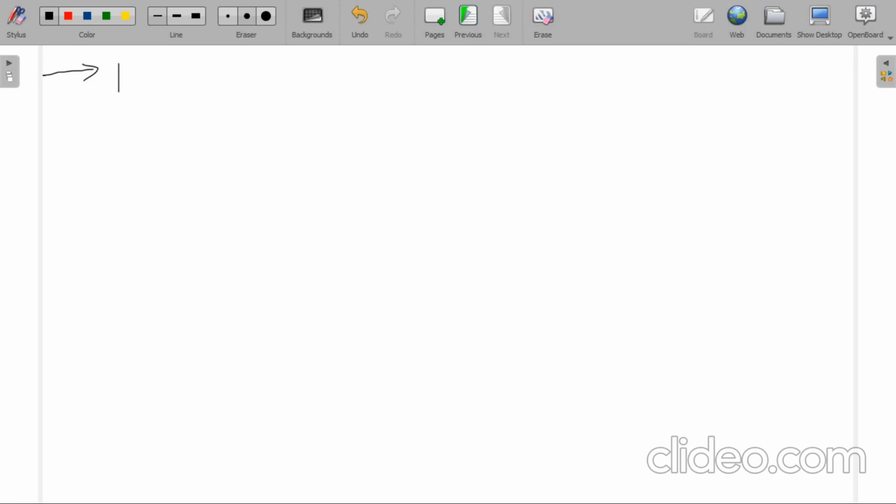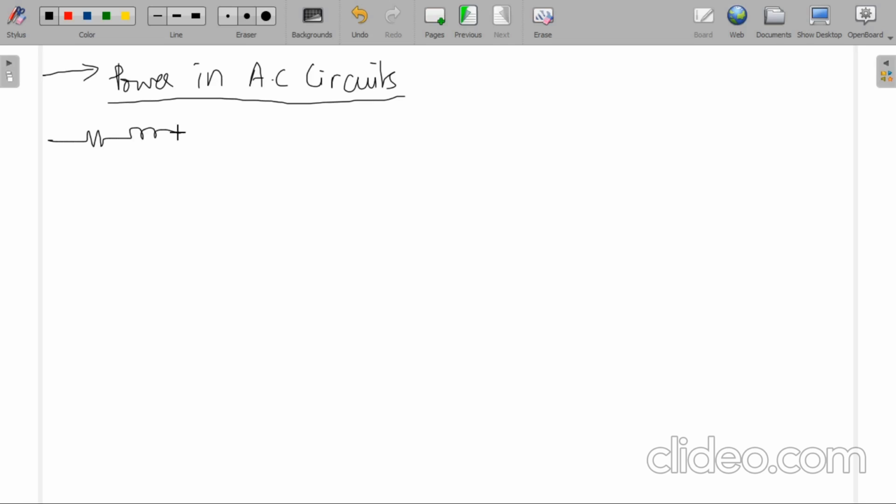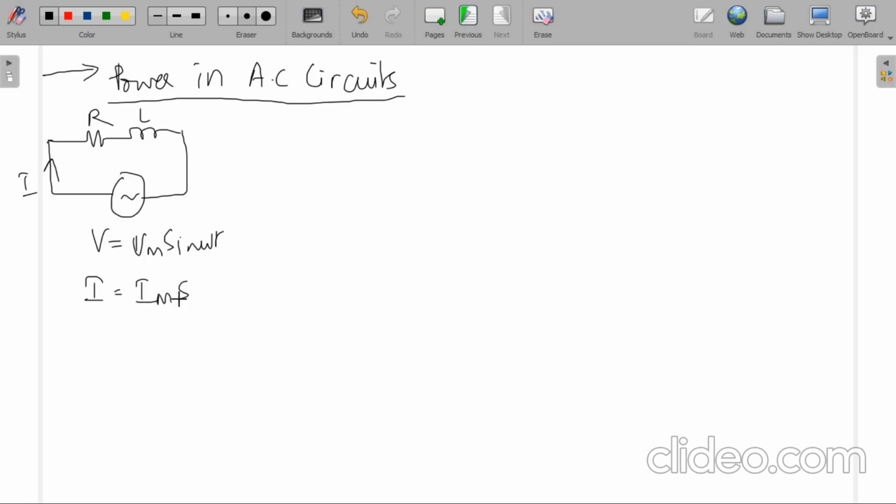Now coming to power in AC circuits. Normally we use an RL load, a lagging load. Let V be the voltage, Vm sin omega t. As it is a lagging load, I will be equal to Im sin of omega t minus phi, where phi is the phase angle between voltage and current.